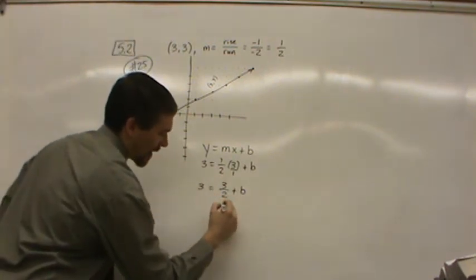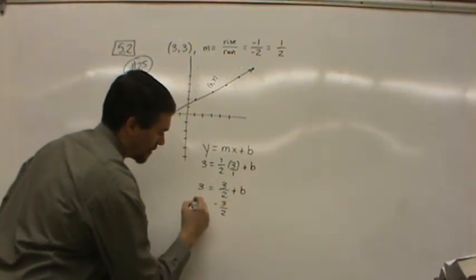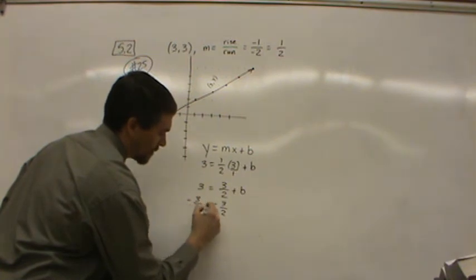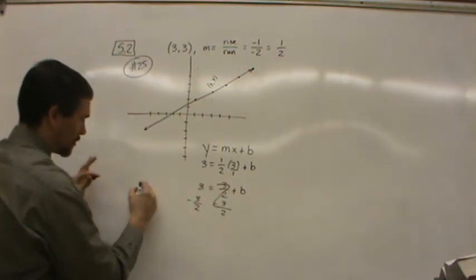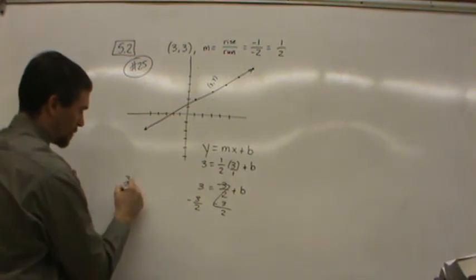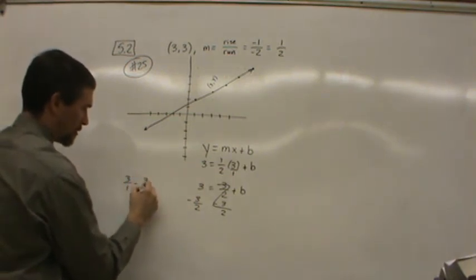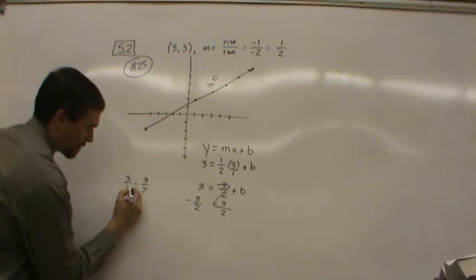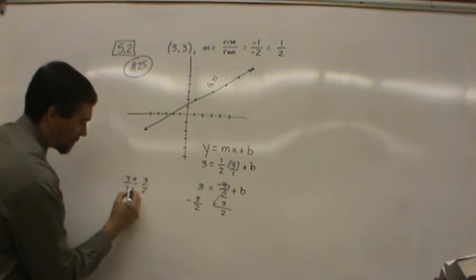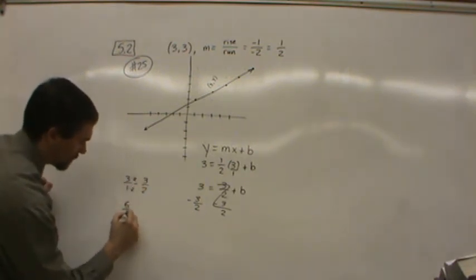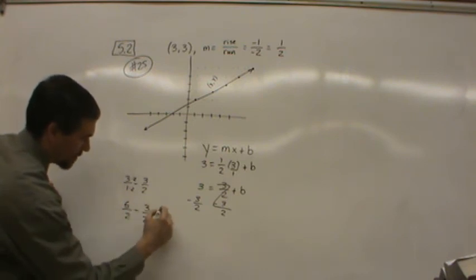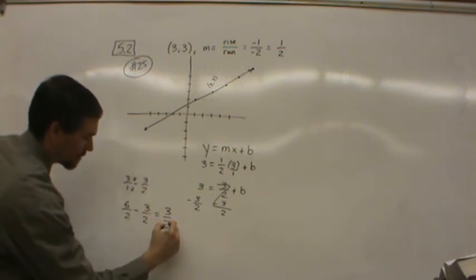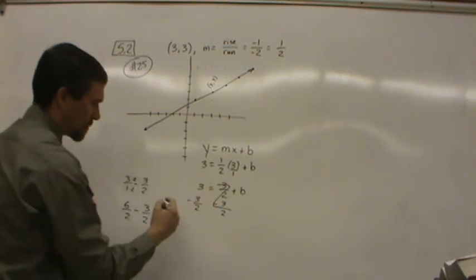Now we've got to subtract 3/2. Subtract 3/2. That gets rid of that. Now 3 minus 3/2, let's do a little work off to the side. 3 over 1 minus 3 over 2. To get a common denominator, we've got to multiply the top and the bottom by 2. So we get 6 over 2 minus 3 over 2, and that would be 3 over 2. So b is actually 3/2.